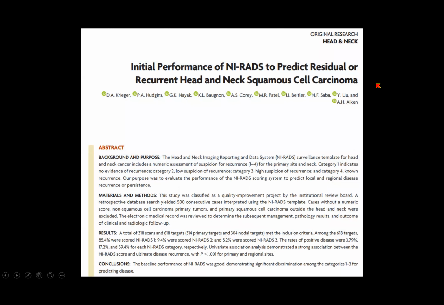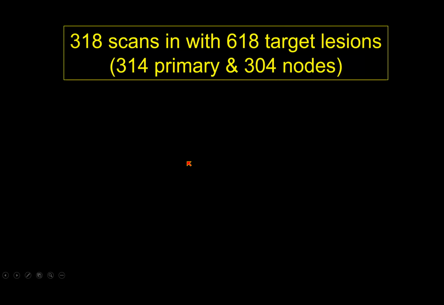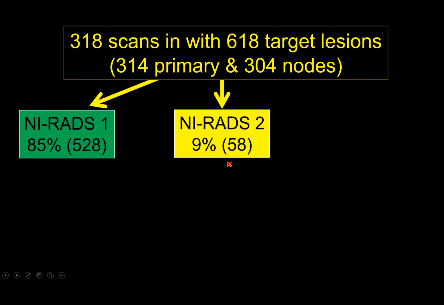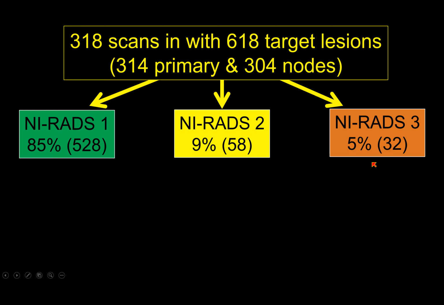Now, some people have already done research looking at these cases and these numbers. How effective is this? And that's obviously something we want to do. We want to try to use evidence-based medicine and apply that to all our cases. So they went through 318 scans with 618 target lesions. So about 300 primary and about 300 node cases in those cases. So they graded most of them as NI-RADS 1. So about 85% were NI-RADS 1, 9% were NI-RADS 2, and a minority were NI-RADS 3, only 5%.